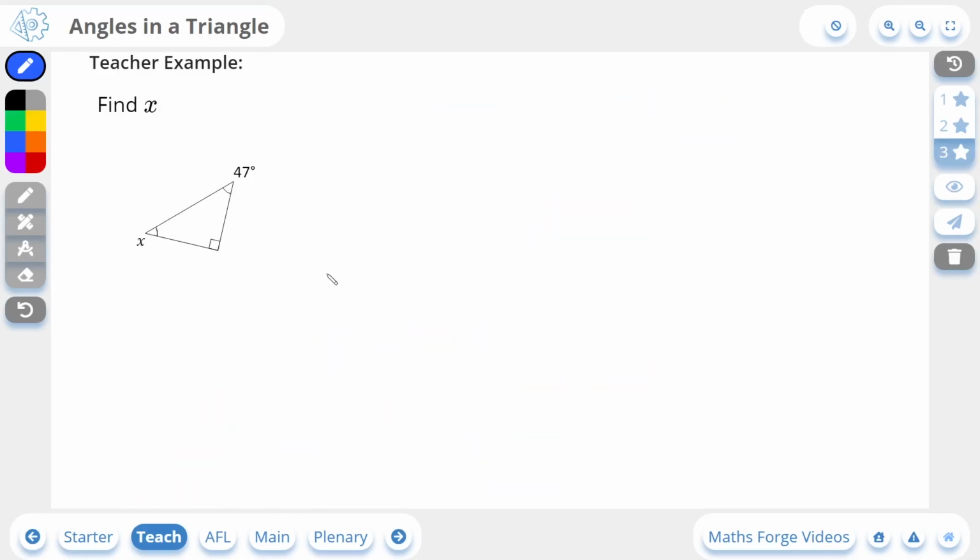We'll do one more 3-star example. Here we're being asked to find x. They've given us another angle of 47 degrees, and then they've given us this angle here with what looks like a square attached to it. Now, these types of triangles are known as right angle triangles. And right angle triangles have this angle here equal to 90 degrees. So we can go ahead and say that this angle here is 90 degrees.